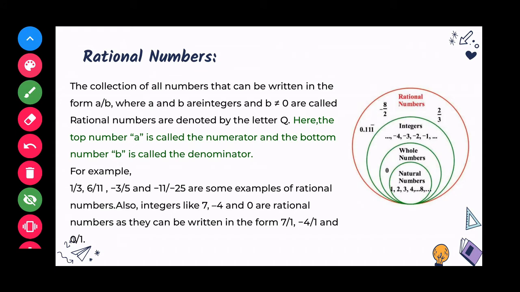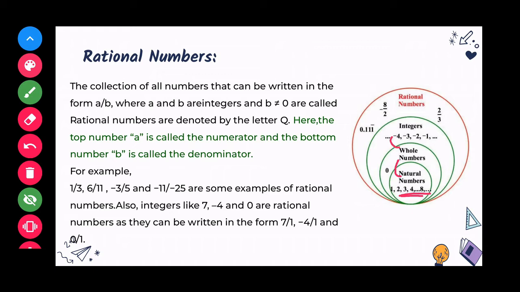So natural numbers, we all know what natural numbers are. Numbers which are starting from 1, 2, 3 and so on are called natural numbers. Then the next is whole numbers. What are whole numbers? Whole numbers are natural numbers with 0. So whole numbers start with 0, 1, 2, 3, and so on.